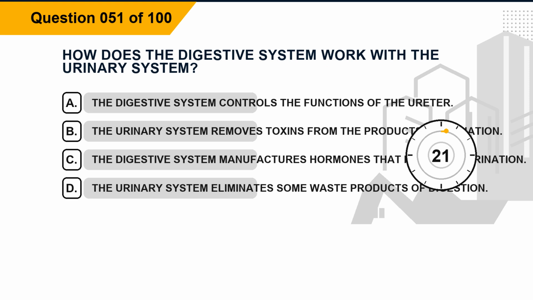Question 51. How does the digestive system work with the urinary system? Option A. The digestive system controls the functions of the ureter. Option B. The urinary system removes toxins from the products of urination. Option C. The digestive system manufactures hormones that influence urination. Option D. The urinary system eliminates some waste products of digestion.